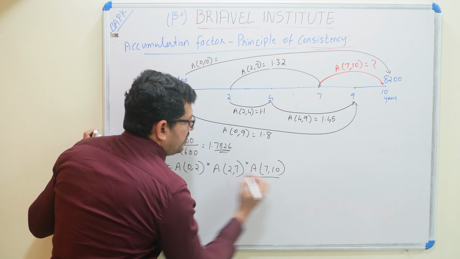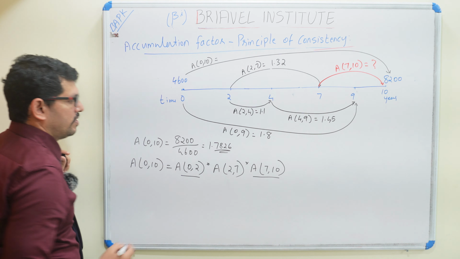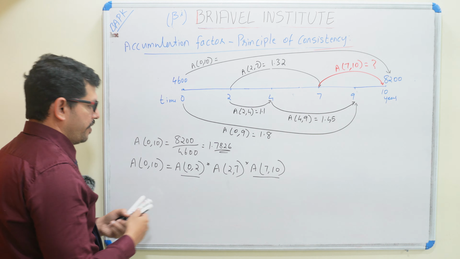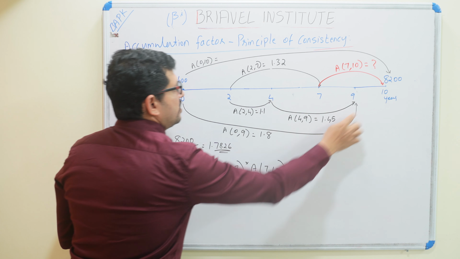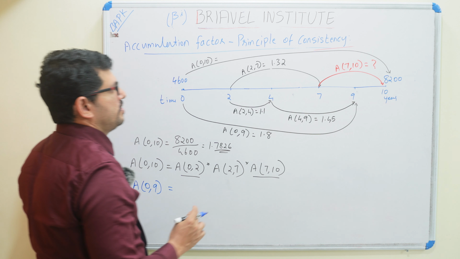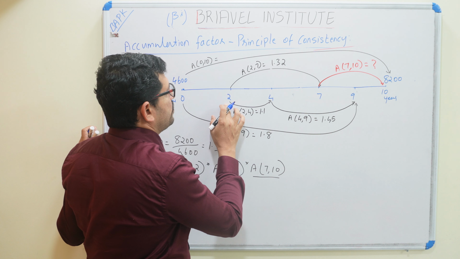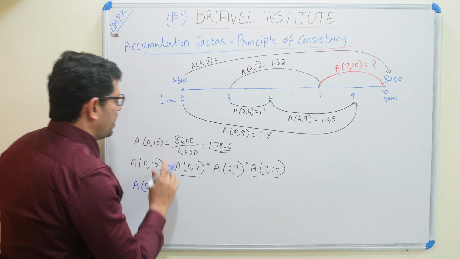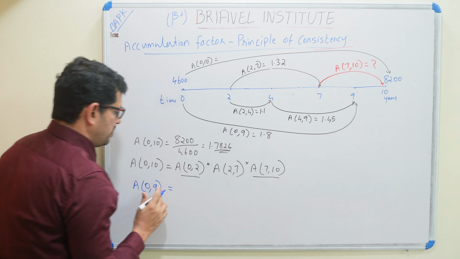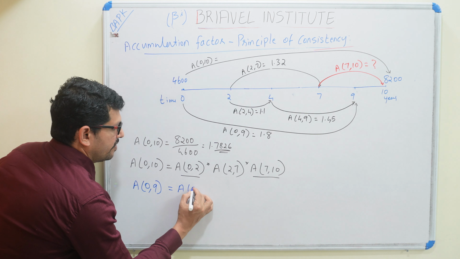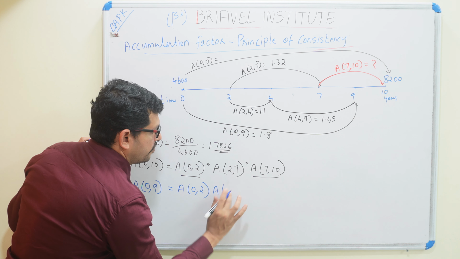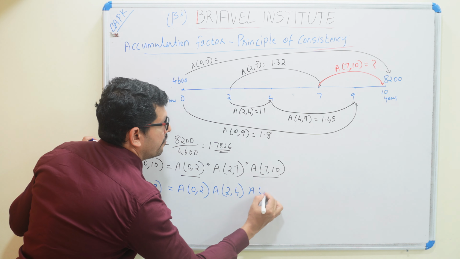So here we don't know A7 to 10, and we don't know A0 to 2 also. A2 to 7, we know that A2 to 7 is 1.32. So we can write one more term, A0 to 9, we know that also. We can write 0 to 2, 2 to 4, 4 to 9. So A0 to 9, the accumulation factor from 0 to 9, is 1.8. We know this value. So A0 to 9 we can split, and you can write A0 to 2, A2 to 4 and A4 to 9.